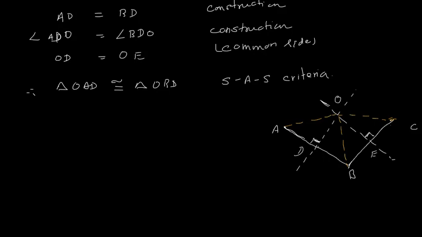Therefore, I can say that this OA is equal to OB, corresponding part of congruent triangle. This is what CPCT means, corresponding part of congruent triangle. So this side and this side are equal.